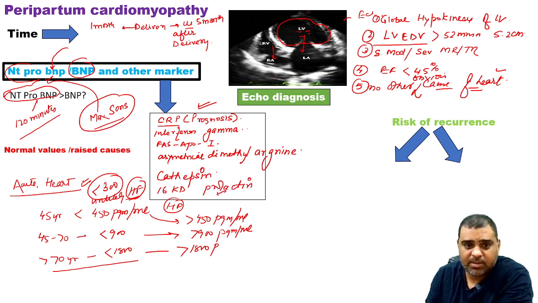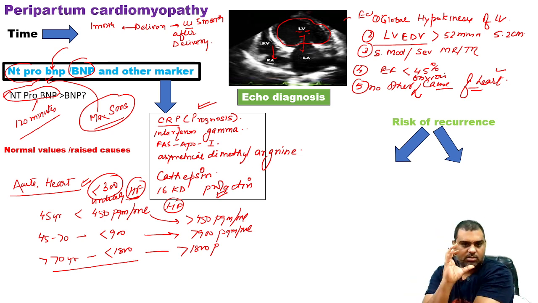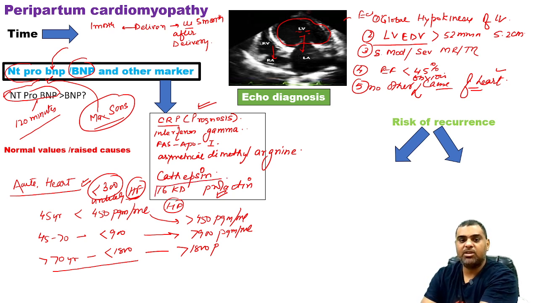Now this can be asked because a lot of research is being done on this. Please remember, it has been seen that a molecule, 16 kd prolactin, is involved in the pathogenesis of peripartum cardiomyopathy. So if it is raised, it can be used as a marker. Now how did the scientists reach the conclusion that 16 kd prolactin can be involved in peripartum cardiomyopathy?